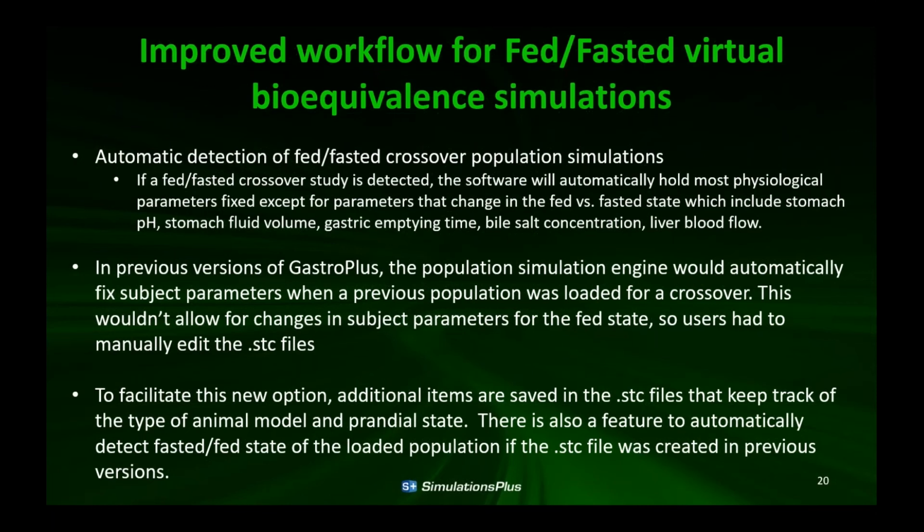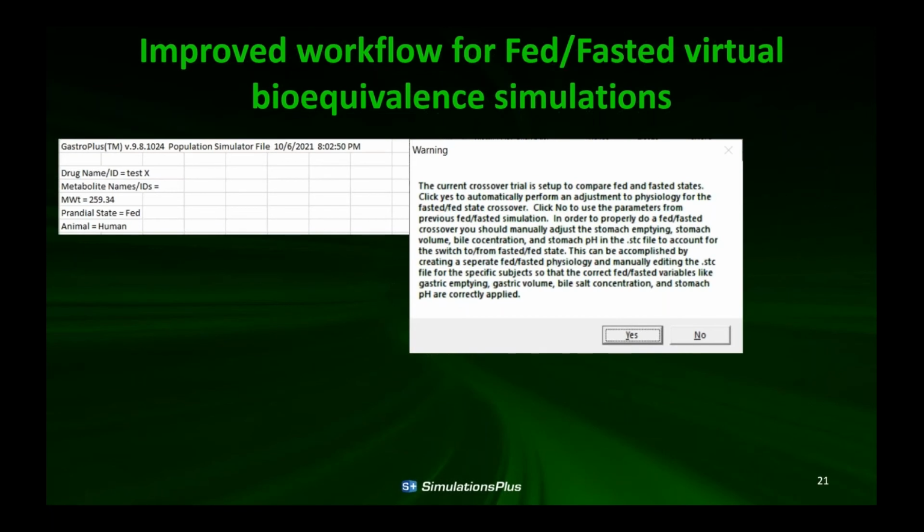And if you load a population simulation result that was created in a previous version, we also have the feature in the program to automatically detect the fasted or fed state. So even though you have a population result from previous versions, the program will also be able to handle it. So this is a new result from the population simulation. It has the prandial state added. So this is a fed condition. The animal species is human.